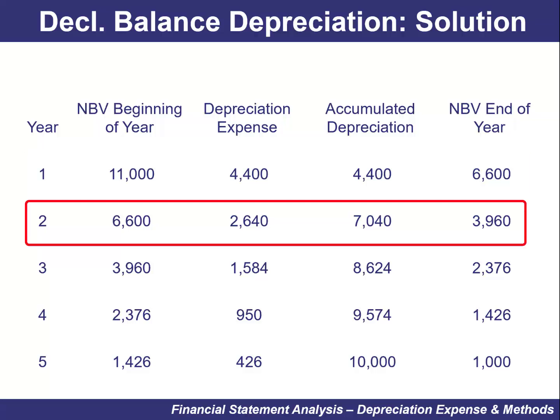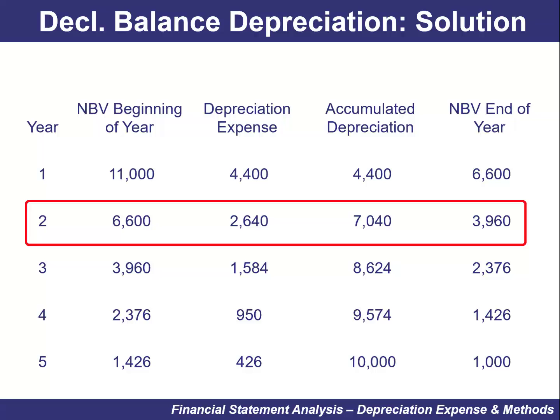In the second year, our net book value isn't $11,000 like it was in the first year. Now the net book value is $6,600, because that was the net book value at the end of the first year. So at the beginning of the second year, net book value is $6,600. We multiply that times our 40% depreciation rate, and we get depreciation expense of $2,640.